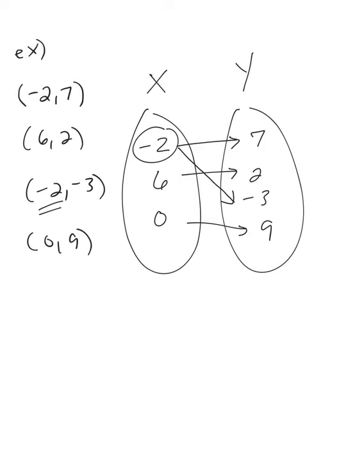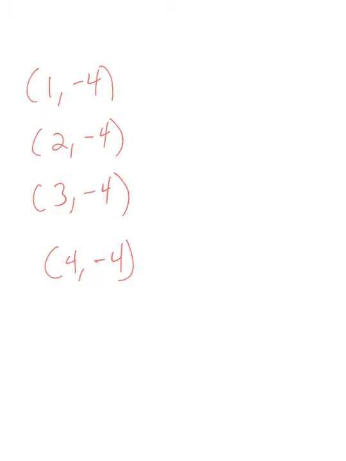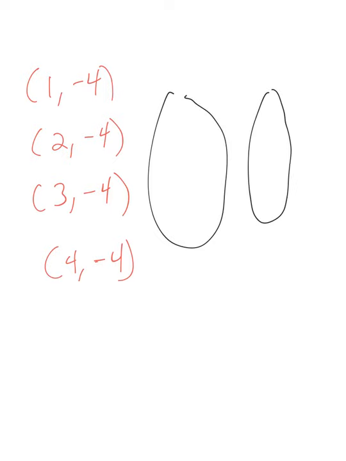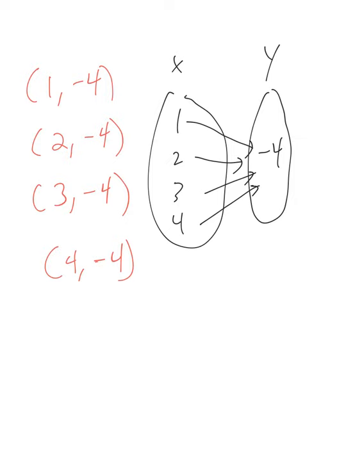Because this happens, that is not allowed. This would not be a function. What x values do you have? 1, 2, 3, and 4. What y values do you have? Just -4. So you only put -4 in there. You don't repeat it. So every single x value is trying to go to a -4. This is allowed.